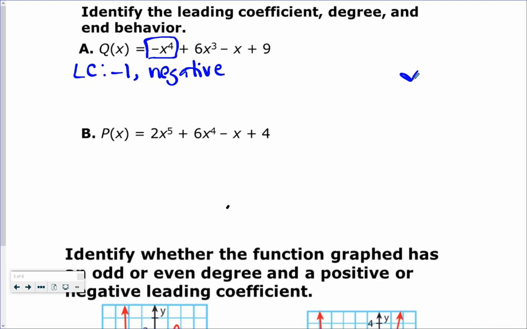Okay, to know what the first part is doing, I have to know the degree. What is my degree? It's a 4, and is that an even or odd number? Even. So what does that mean about the other side? Even means the same. Odd, opposite. So OO, even, same.